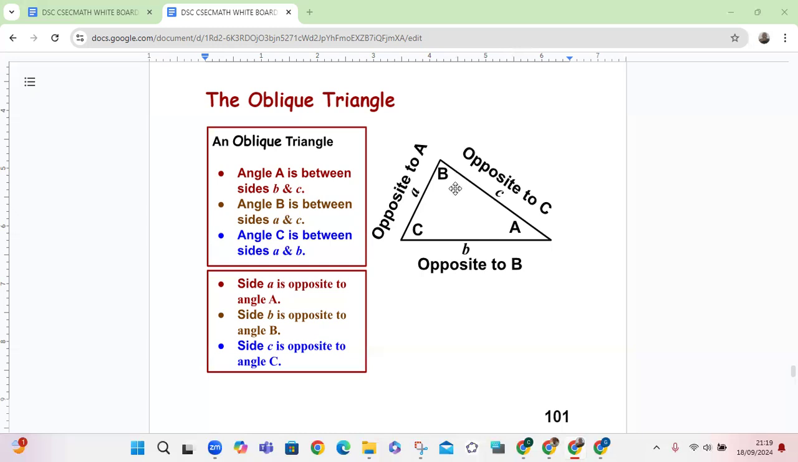Since there is no 90 degrees, you cannot mention the word leg, because there is no leg. You cannot mention the word hypotenuse, since there is no 90 degrees, because the hypotenuse is opposite to the 90 degrees. So since there is no 90 degrees, there is no hypotenuse, there is no leg, and you cannot mention the word adjacent. It's either opposite or between.